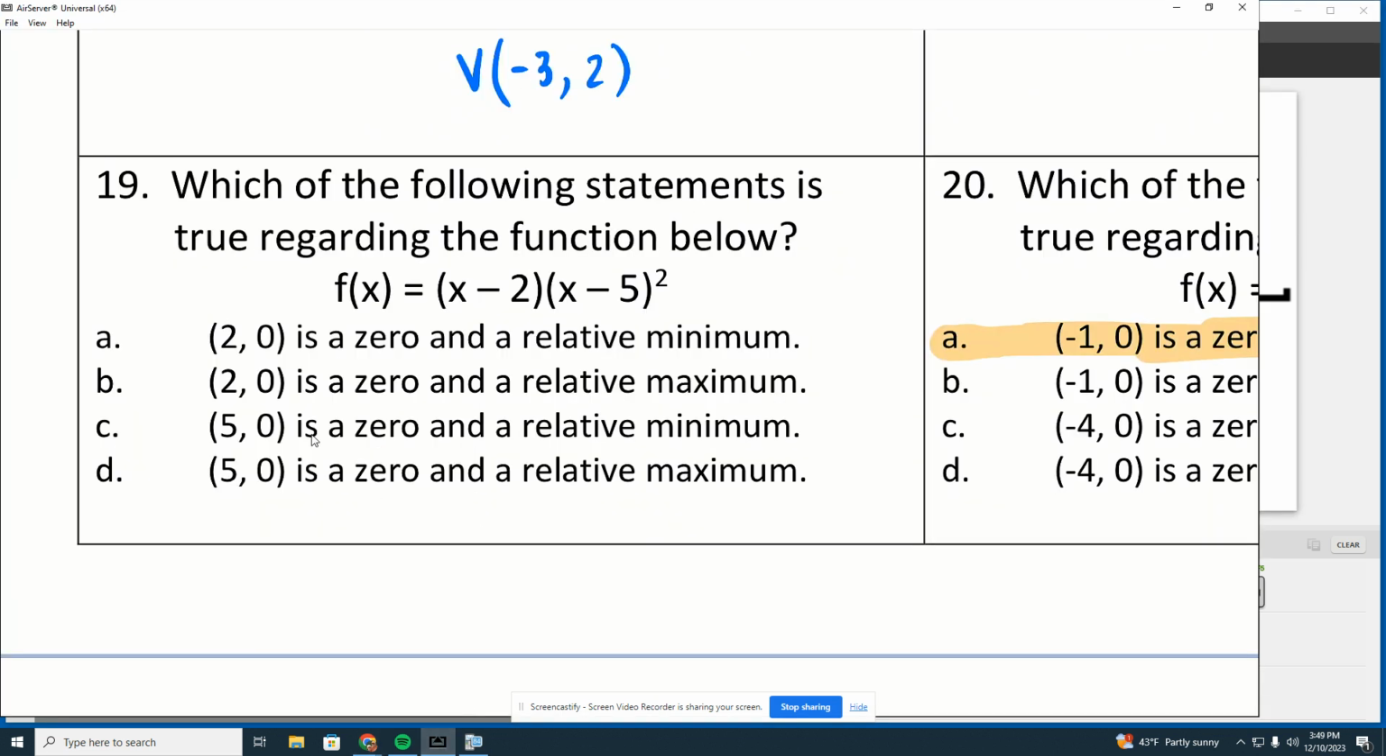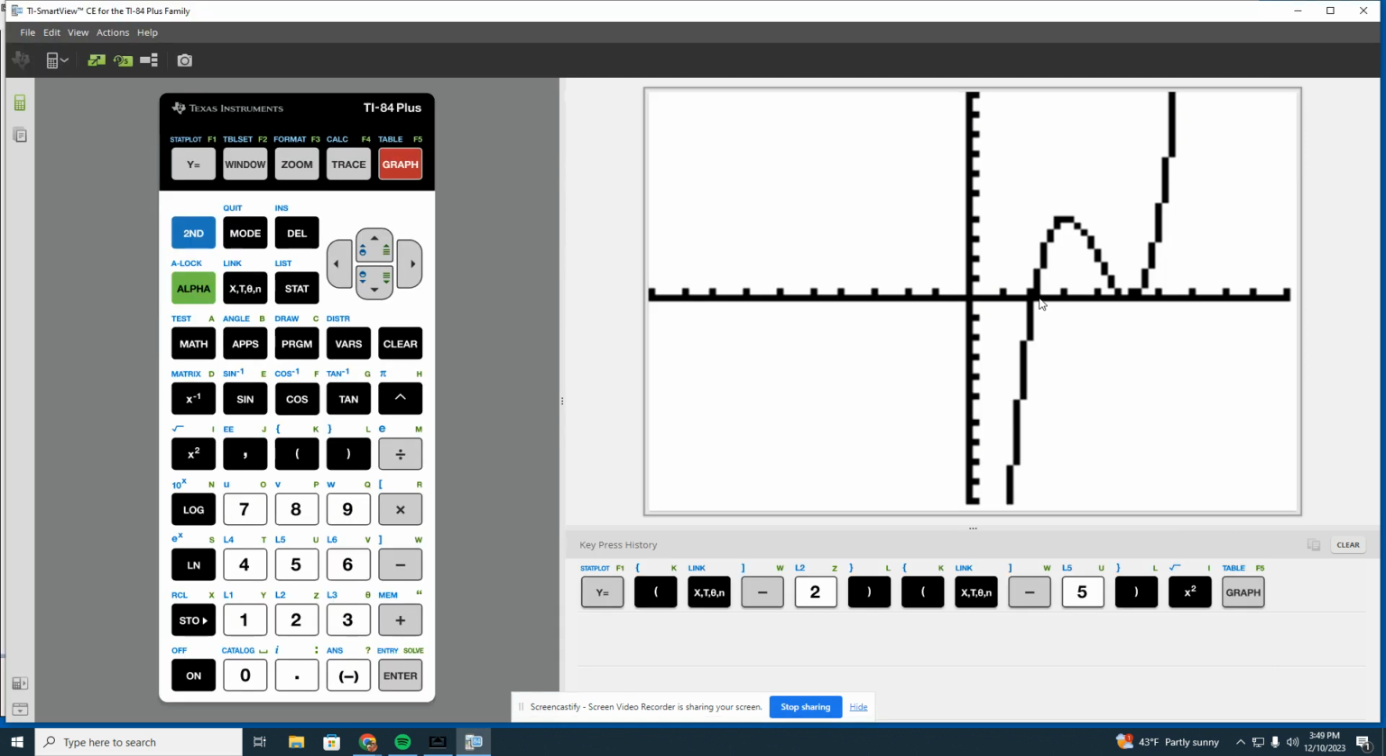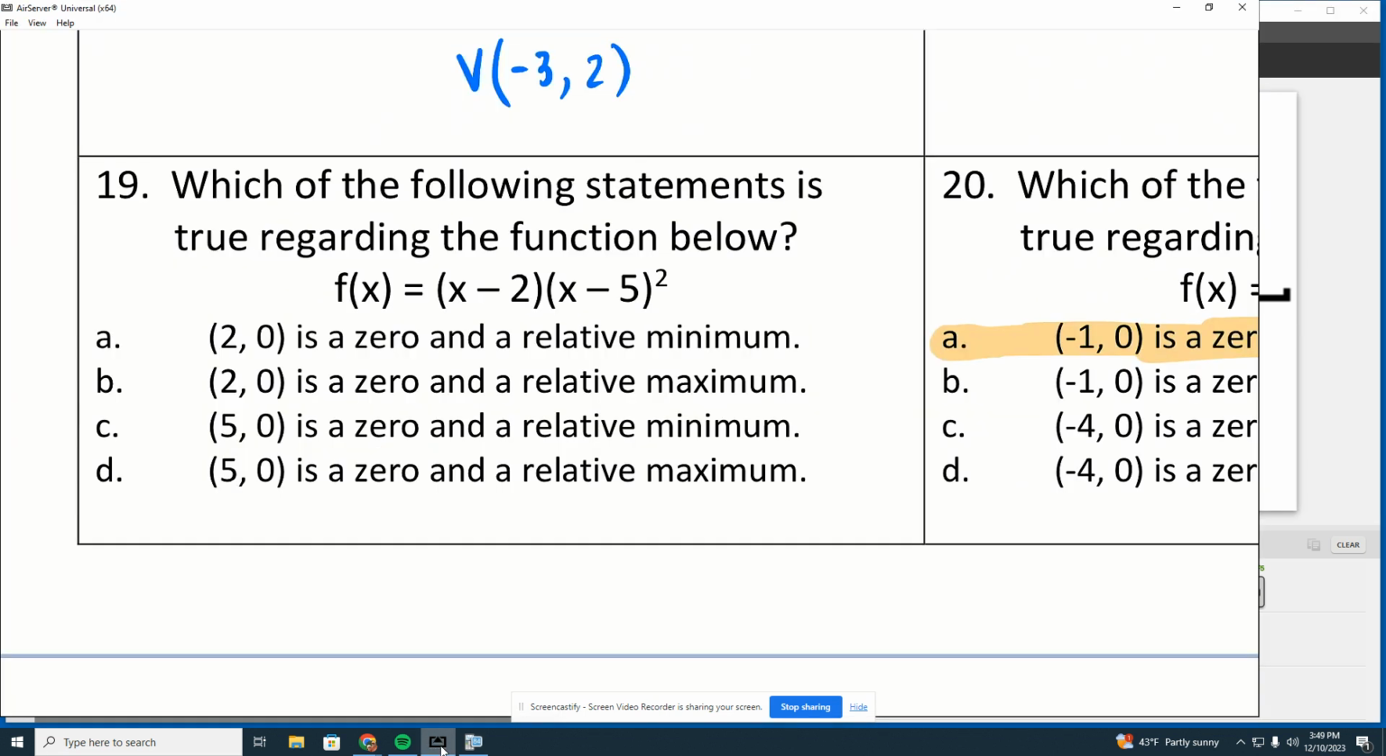So look at the answers. 2, 0 is a 0, yes. But is it a minimum? No, look, it's not a minimum. That's not a valley right there. It's just going through it at 2. So that's not going to be my answer. 2, 0 is a 0 and a maximum. Definitely not a maximum either.